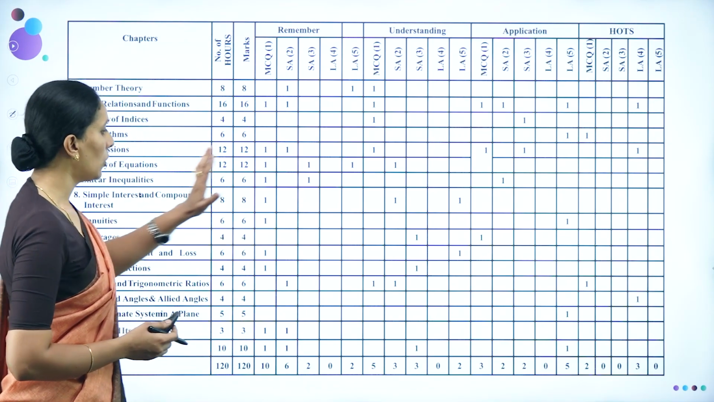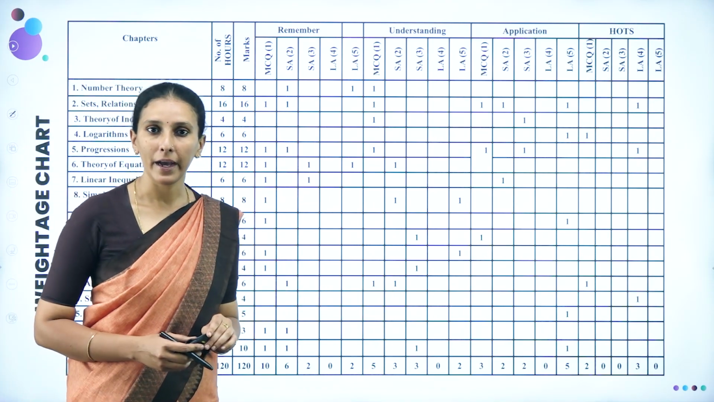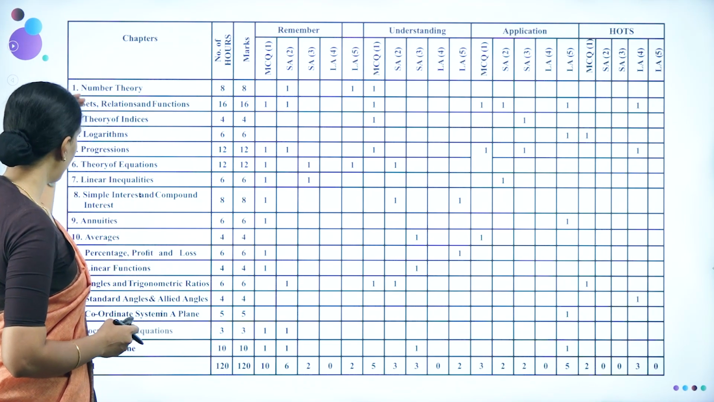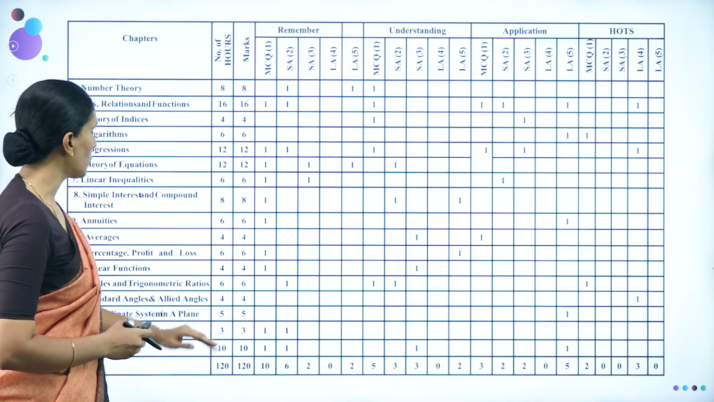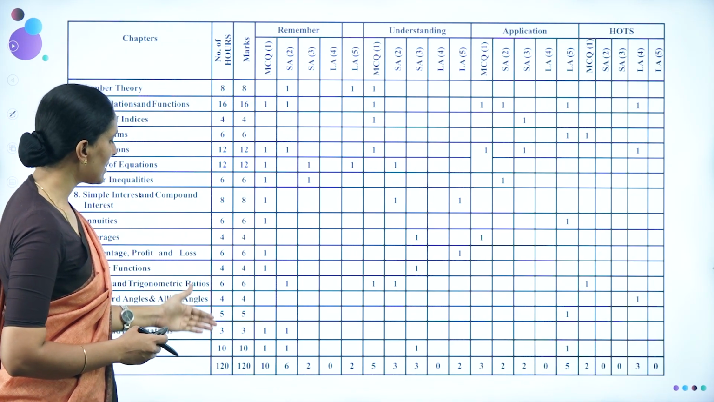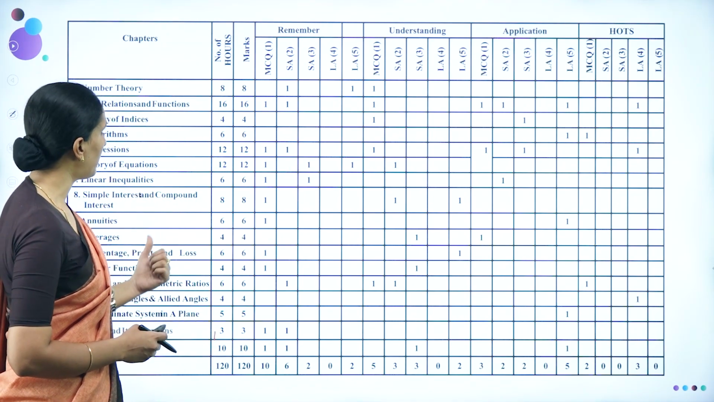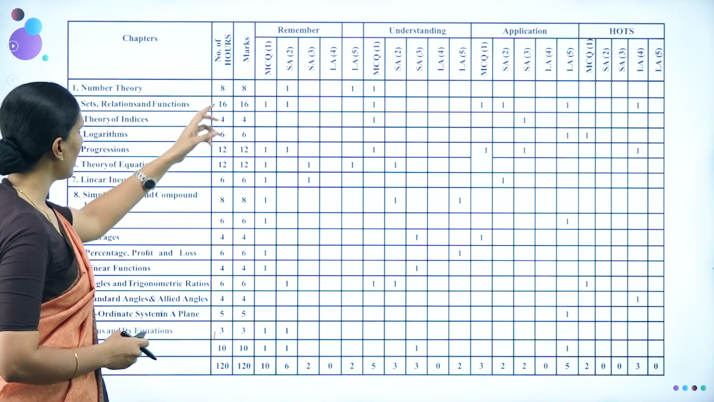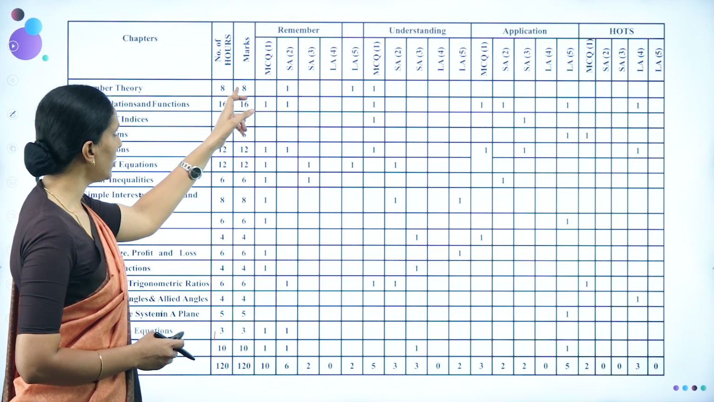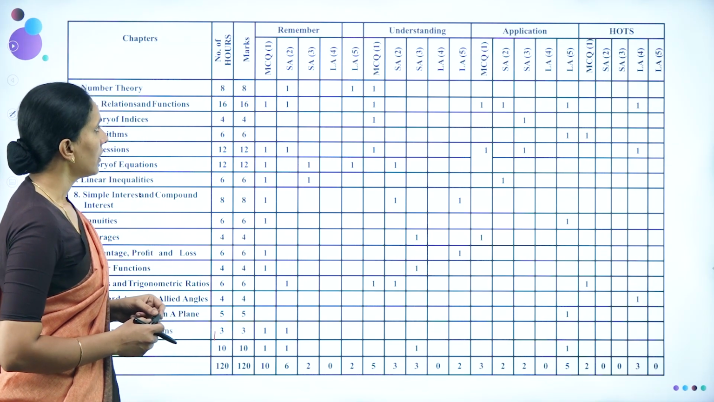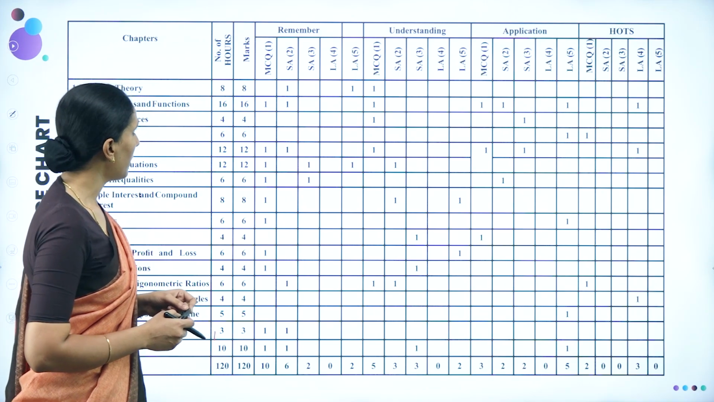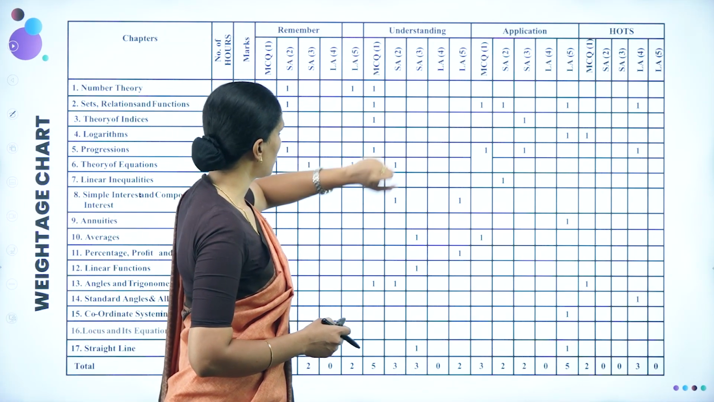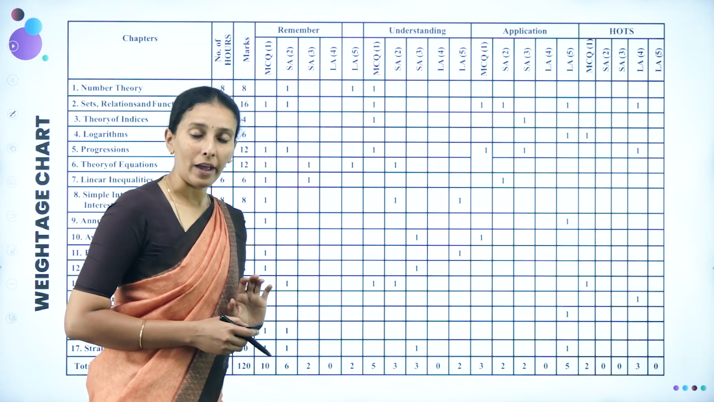So, this is the blueprint prescribed by the Pre-University Board of Karnataka. You have chapter 1 to chapter 17 in total. Here the number of hours is given to teach all these chapters and marks is allotted for each chapter. That means from number theory, questions in total of 8 marks you can expect in the question paper. That is, you have 1 2-mark question, 1 5-mark question, and 1 question in the form of MCQs.